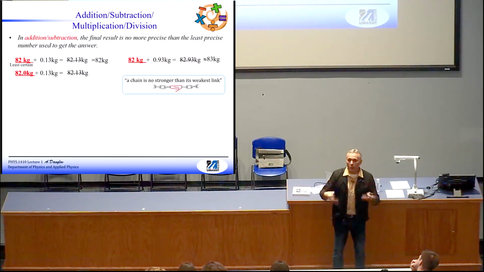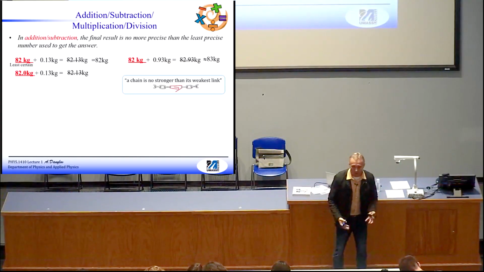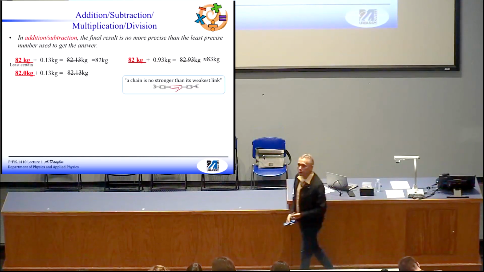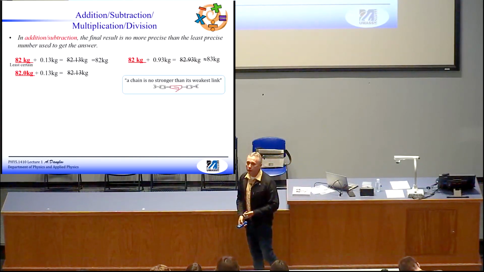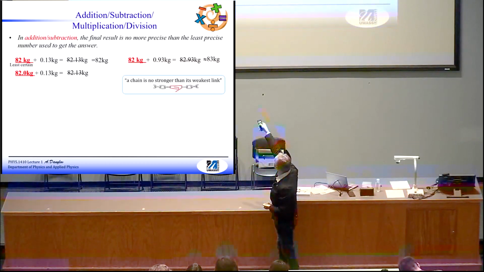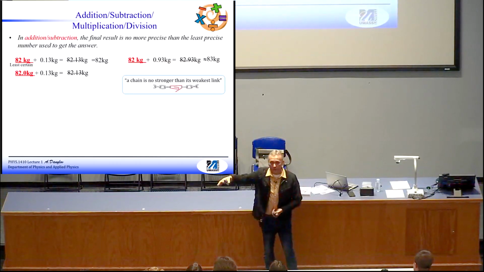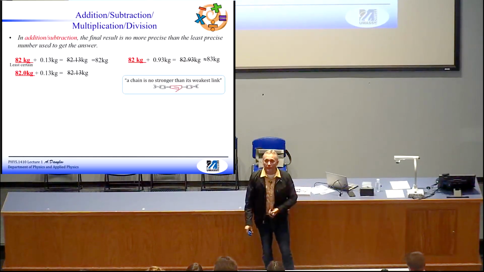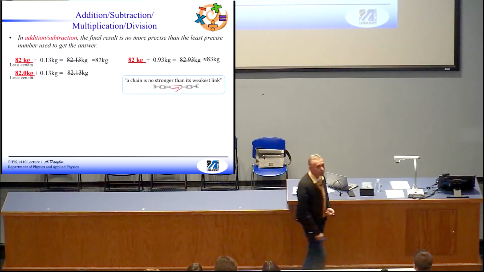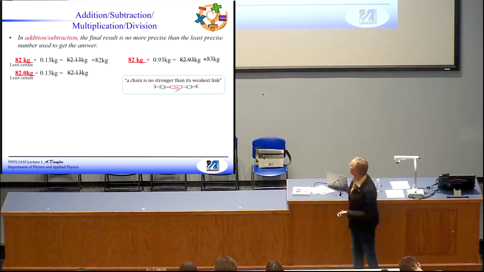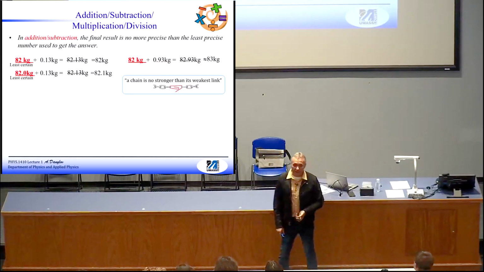So I'm still the weakest link in our teamwork. My result is still going to determine the uncertainty of our final result. It means that uncertainty must be in this first digit after the decimal point. And again, rounding: the next digit is 3, less than 5, so we just trash it. So the answer is going to be 82.1 kilograms. This is the answer in this case.